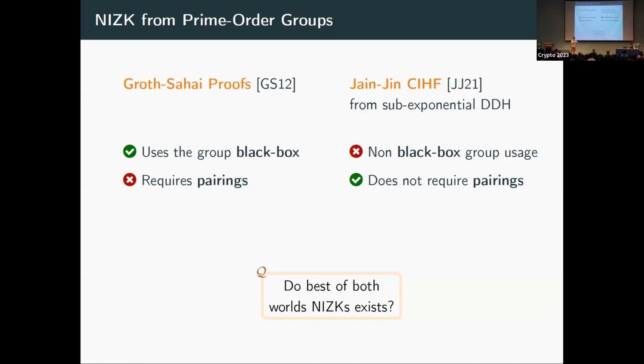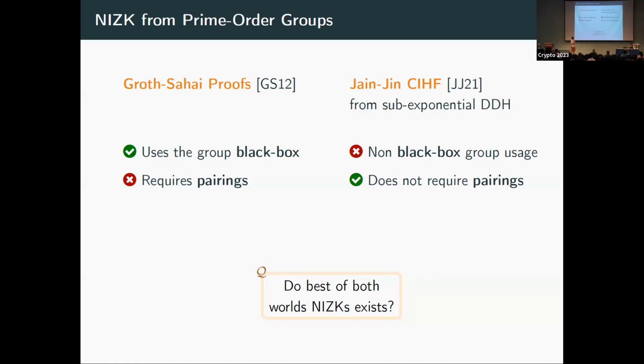And for a very long time, actually, it was believed that pairings were necessary to build NIZKs from prime order groups. However, in a groundbreaking result in 2021, that was actually best paper at Eurocrypt by Jain and Jin, it was shown that correlation intractable hash functions can be based on decisional Diffie-Hellman even without pairings. And this led to the first construction of NIZKs in prime order groups that don't rely on pairings at all.